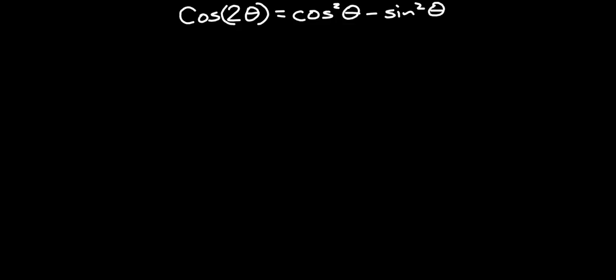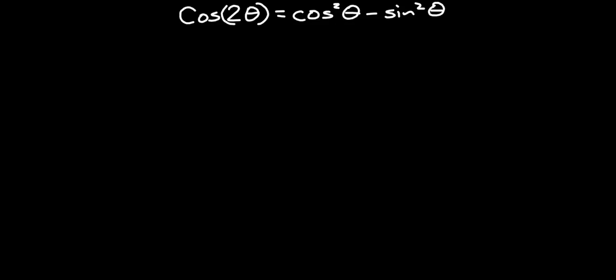Okay, recall the double angle formula for cosine. We have cosine 2 theta equals cosine squared theta minus sine squared theta. Okay, double angle formula for cosine. Now, also remember this, that we played around with this.